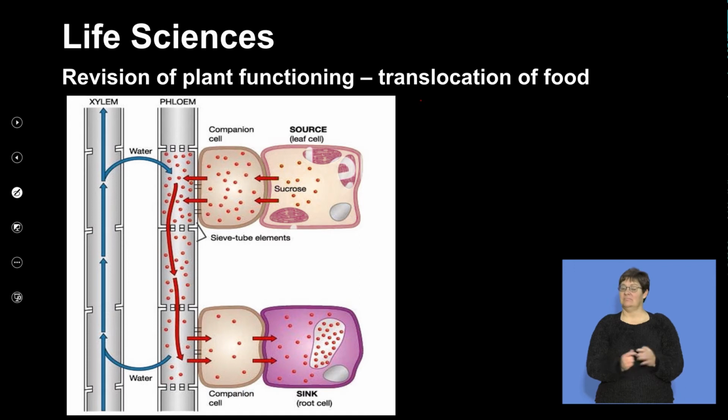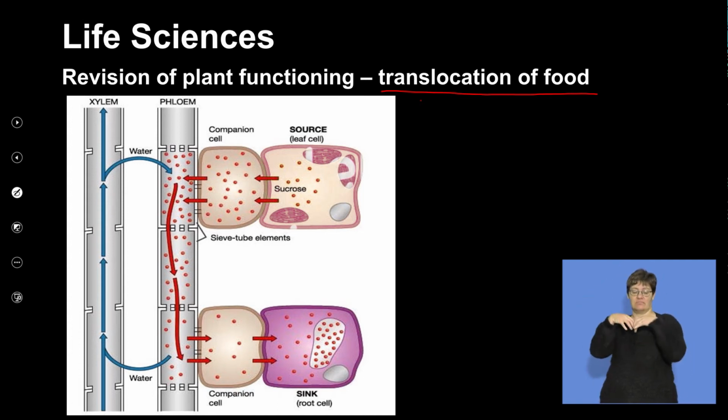The last aspect we're looking at about how substances are transported around the plant is the translocation of food. We know that water goes up to the leaves and they use the water to make food. Well, what happens to the food then? So here we have a leaf cell which has made food during photosynthesis, and the food it's made is sucrose. The sucrose moves towards the vascular bundle into the companion cell. It then goes into the sieve tube cell, and the sieve tube cell then moves it all the way down in the phloem to the root.